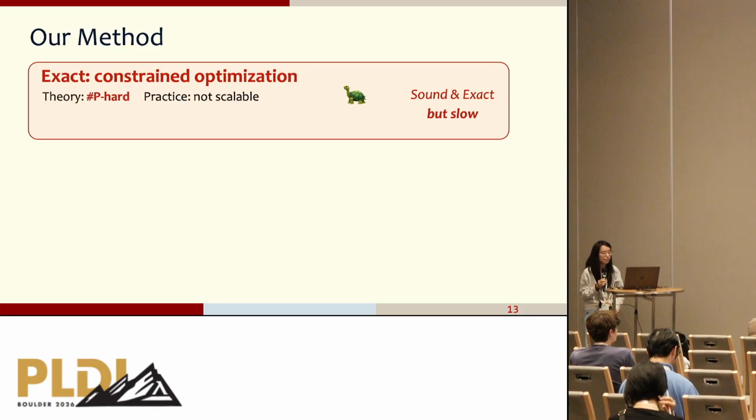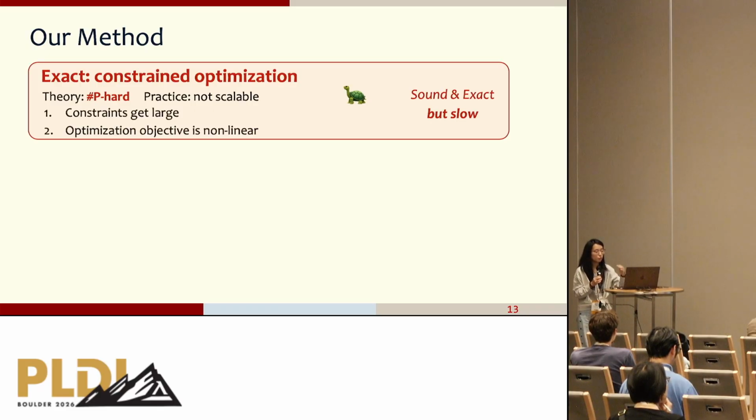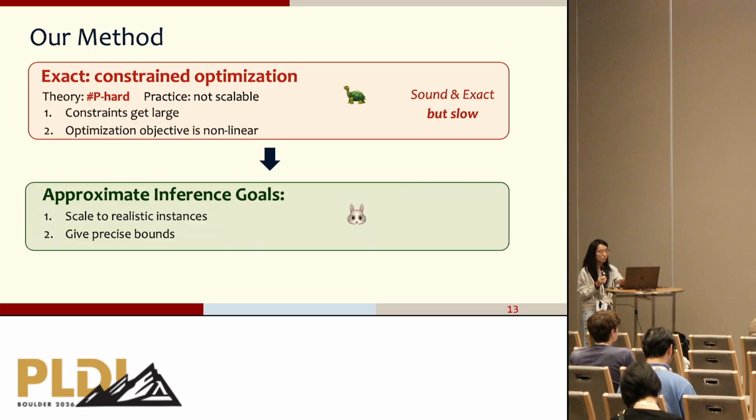However, theoretically, this problem is sharply hard, and in practice, it cannot scale to larger instances, mainly because of two reasons. The constraints may get larger, and also the optimization objective is nonlinear. In order to make the whole thing scale to much larger cases in practice, we produce another approximate inference, which has two requirements.